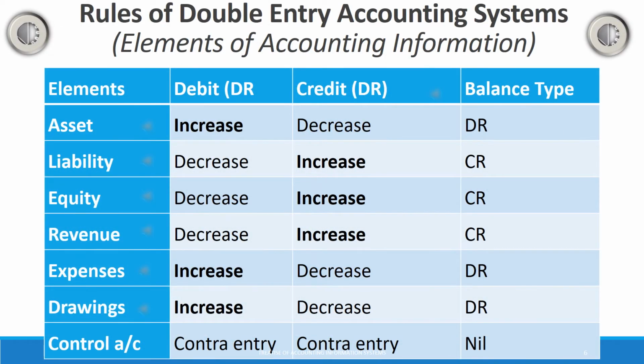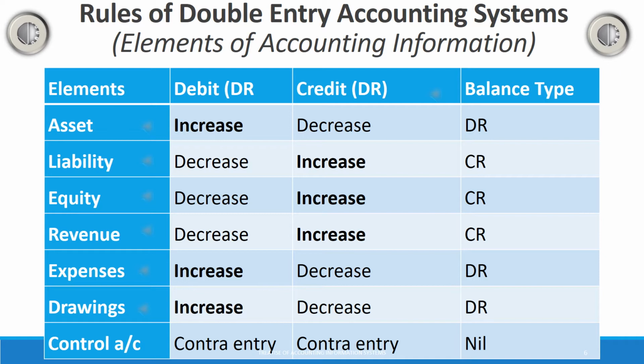The rules of double entry bookkeeping based on the elements of accounting information are: an increase in asset is debited, while a decrease in asset is credited. Assets are expected to have a debit balance. An increase in liability is credited, while a decrease in liability is debited. Liabilities are expected to have a credit balance.